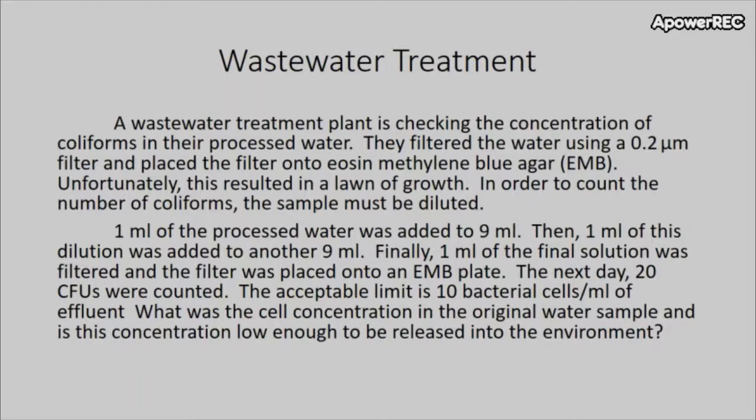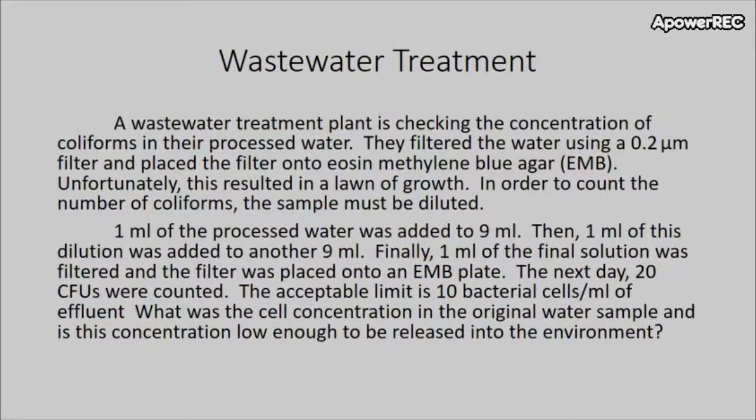And then one of the mLs was filtered through the filter and placed on the EMB plate. So we examined 1 milliliter, and the people at the plant counted 20 CFUs. So that's 20 CFUs per milliliter. And so the acceptable limit is 10 bacterial cells per mL of effluent, so processed water.